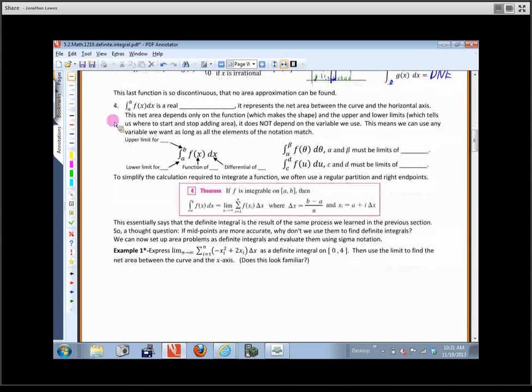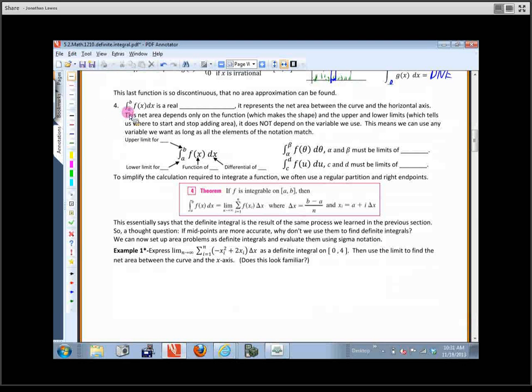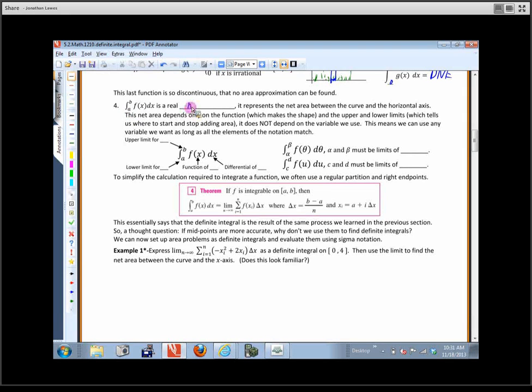So let's take a look at this next example. It says the integral from a to b of f of x dx is a real number. It represents the net area, could be positive, could be negative, could even be 0, between the curve and the horizontal axis. A lot of times we always call it the x-axis. It doesn't have to be the x-axis, okay? And the net area depends only on the function that makes the shape, and the upper and lower limit.